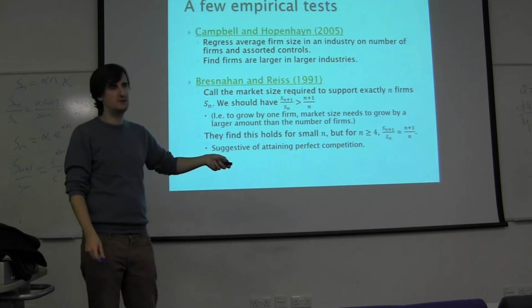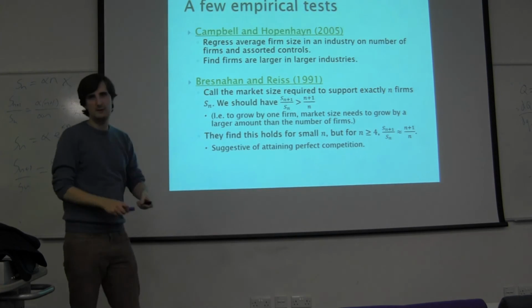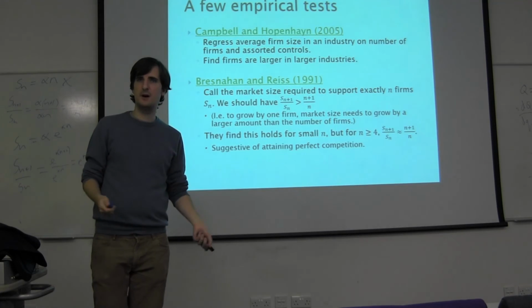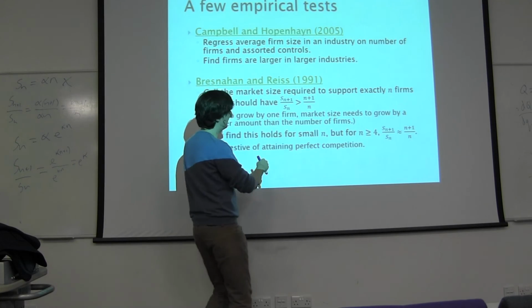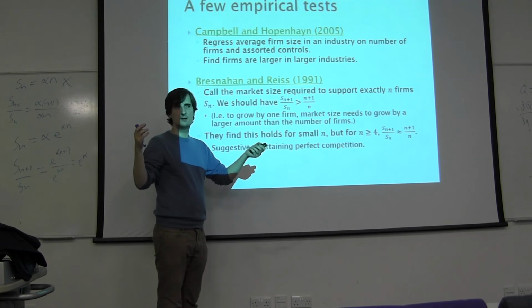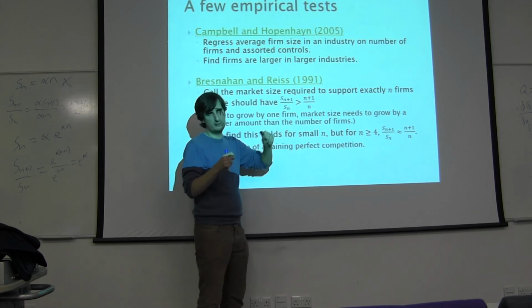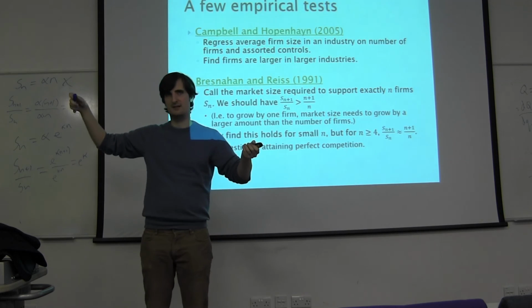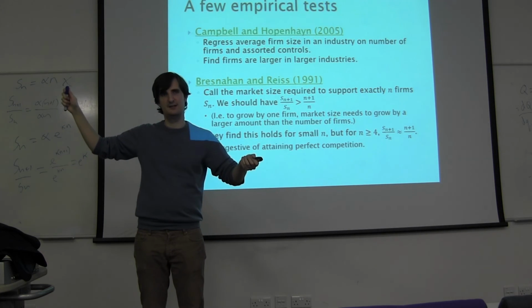Under Cournot competition, it is true. Okay? Because firms are bigger in larger markets. So as the size of the market increases, to support n plus 1 firms, you need just that much bigger market. Okay, is that clear?